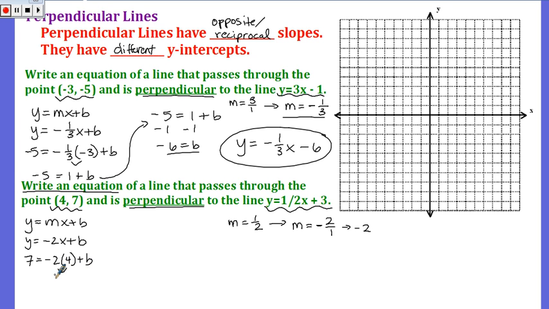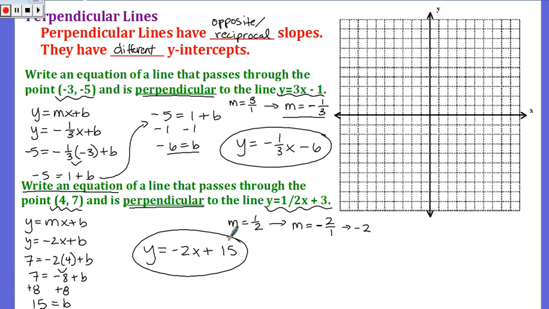I simplify by doing the multiplication. I get 7 equals -8 plus b. Then I solve by adding 8 to both sides, and I get 15 is equal to b. So I'm taking my b value and my new slope, and I'm putting them in slope-intercept form. That equation is perpendicular to the original line y = 1/2 x + 3.